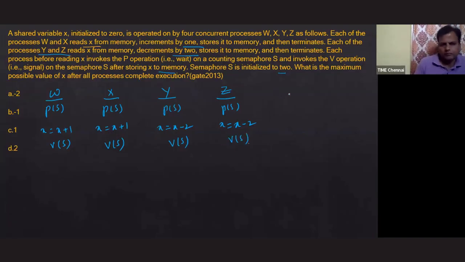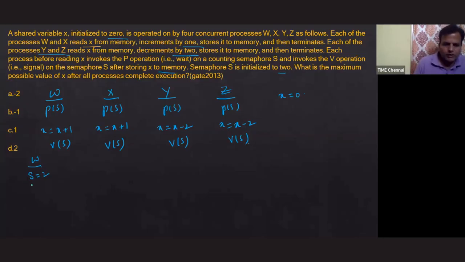Let's see this one. X value initially is 0 inside the main memory, initialized to 0. We want the maximum possible value of X. Since he is saying maximum, please try to understand this. What is the trick here? First of all, the semaphore is a counting semaphore, because S equals 2.